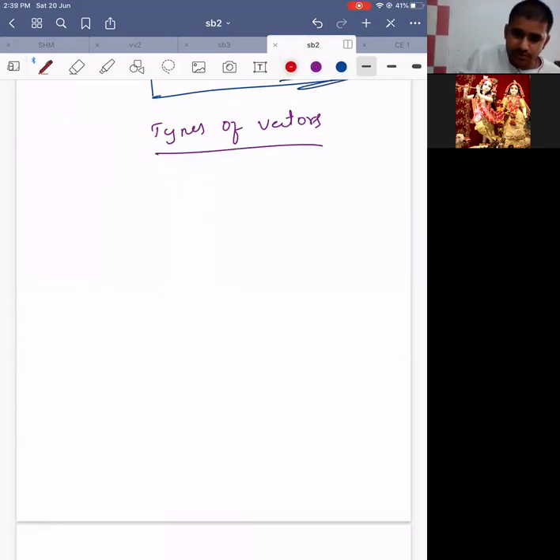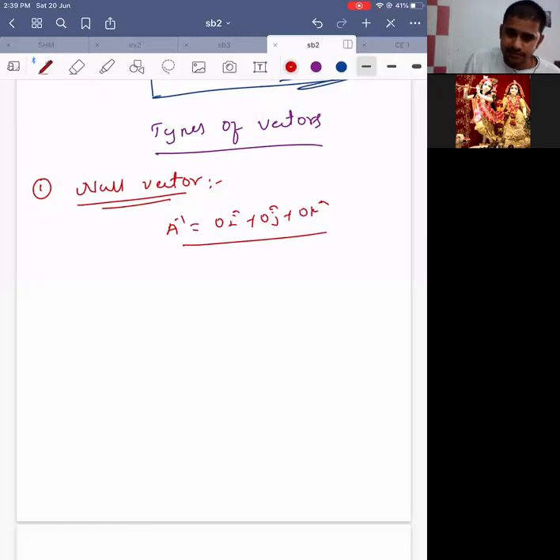First one is a simple one, null vector. Everything is 0. Say a bar is equal to 0 i cap plus 0 j cap plus 0 k cap, then everything will be 0. So the magnitude of a bar is equal to 0.